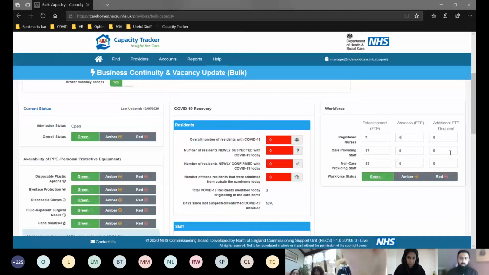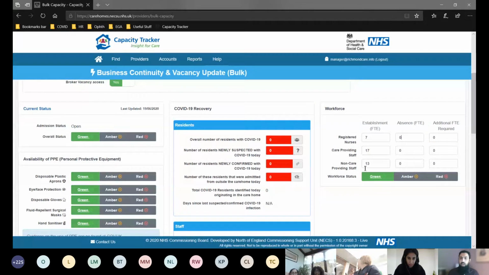And then the last box is any additional full-time equivalents that you're requiring. We know a lot of care homes are not running to capacity at the moment for various reasons, but this is a box that will likely be quite important as the NHS starts up again and we start using care homes again for discharges. So additional FTE depending on the issues that you're having at the moment.